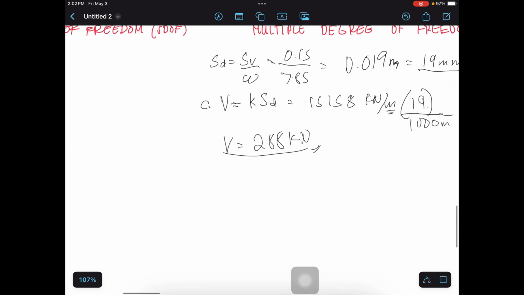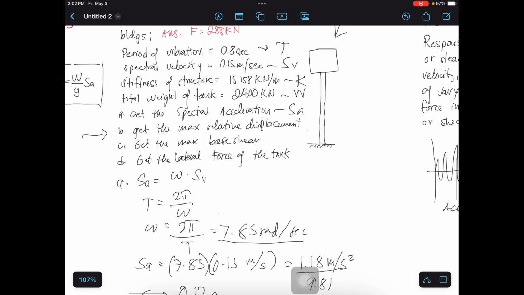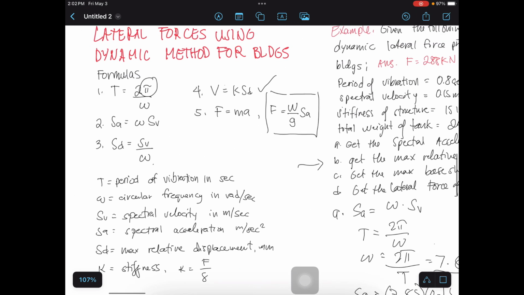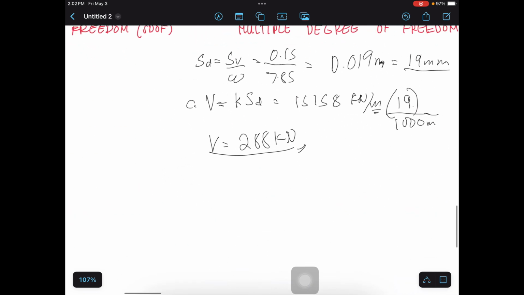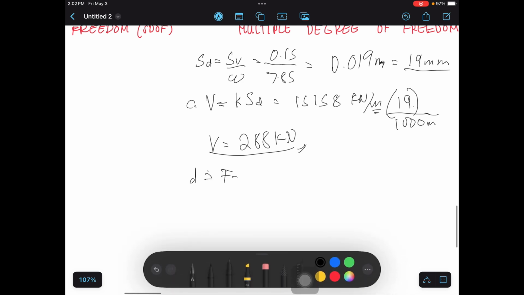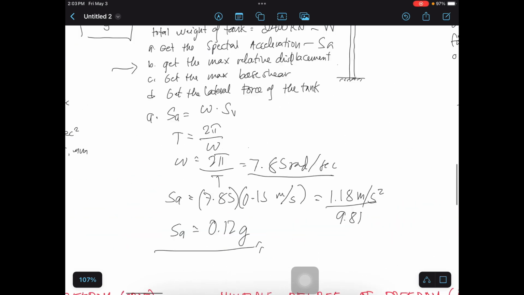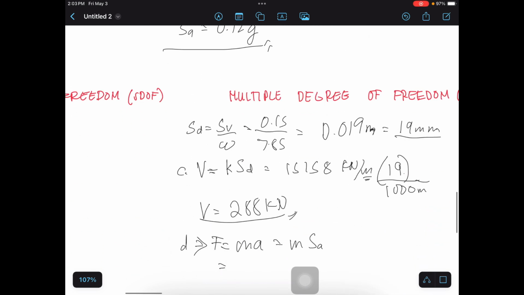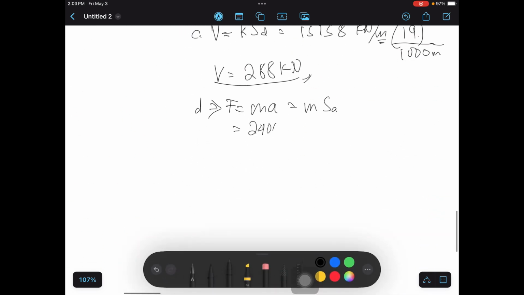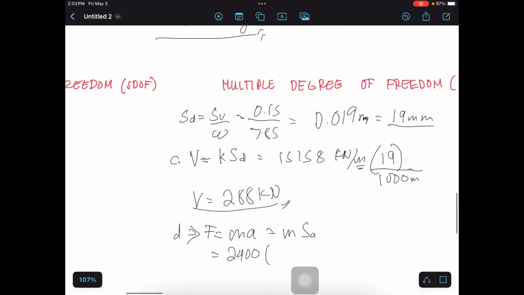And then letter D, we need to get yung lateral force of the tank. So, meron din tayong formula na F is equal to MA to get yung force. So, F = ma, and then where A is SA, so we can use yung spectral acceleration to get yung lateral force. So, ano yung mass kasi? Mass is 2400 times anong spectral acceleration? 0.8.